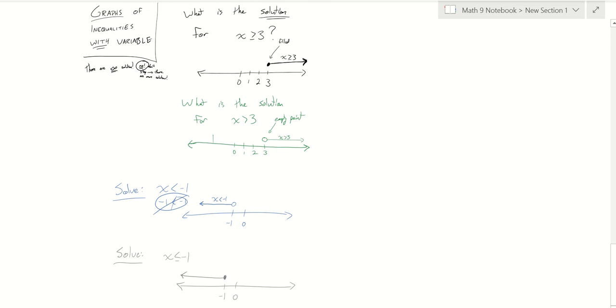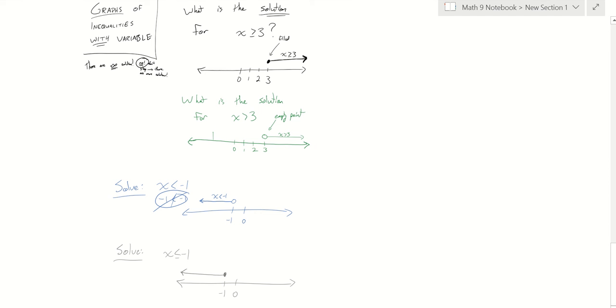So hopefully that's helpful. And in the next video, what are we going to look at? In the next video, we're going to look at how to talk about inequalities with words. And it'll be important to be able to do that because sometimes you'll have word questions in your workbook and on tests and stuff like that. Okay, so I'll see you in the next video.